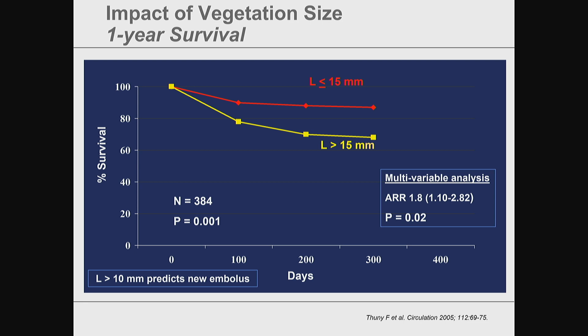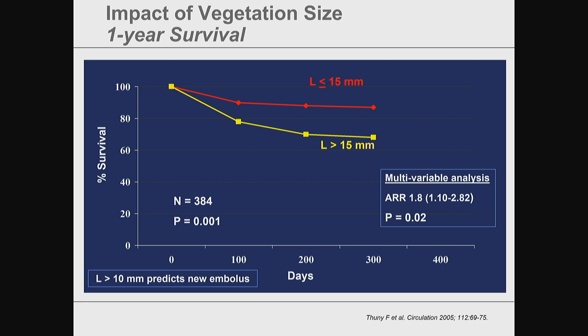In 2005, this paper was published in Circulation. There was a multi-center prospective European study that included 384 patients that had definite infective endocarditis according to the modified Duke criteria. And they looked at when embolisms occurred before or after infective endocarditis diagnosis, after initiation of antibiotic therapy.